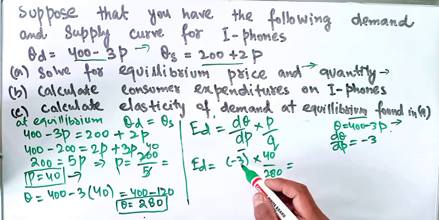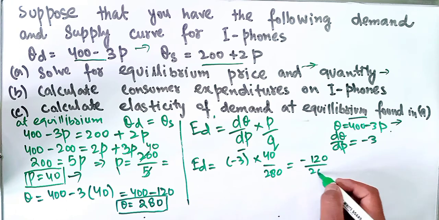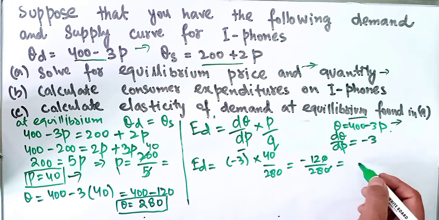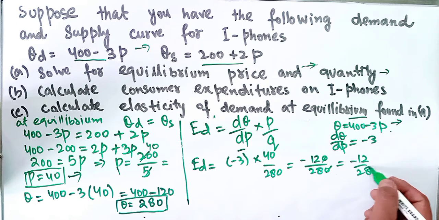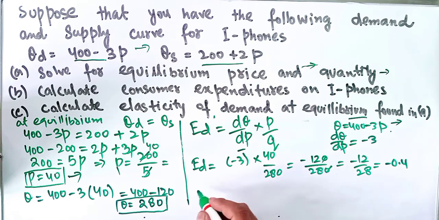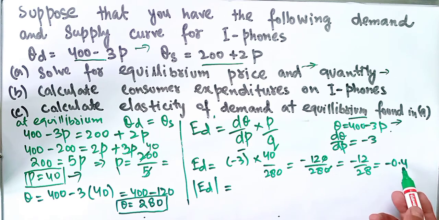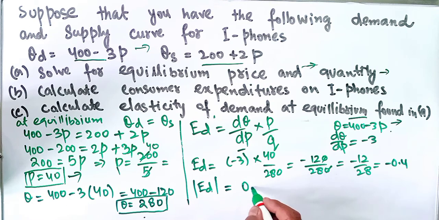Okay, this is minus 3 4s are 12, 120 divided by 280, which comes out to be minus 12 divided by 28, which when solving comes out to be minus 0.4 something. That means our elasticity of demand, and we always take the absolute value of the elasticity of demand. So if it is minus 0.4 here, this is simply 0.4.